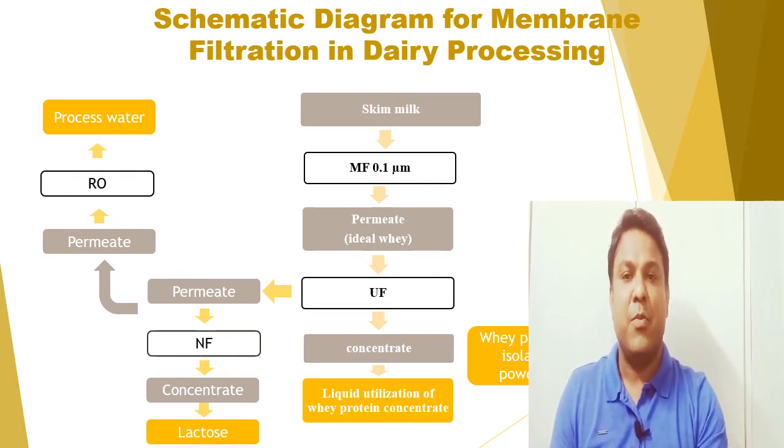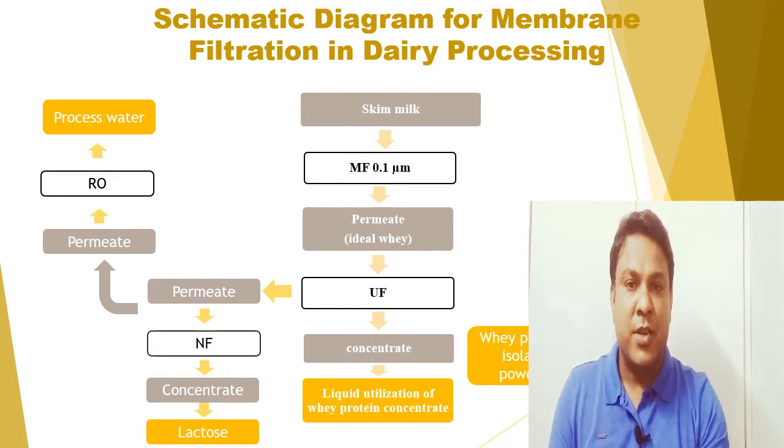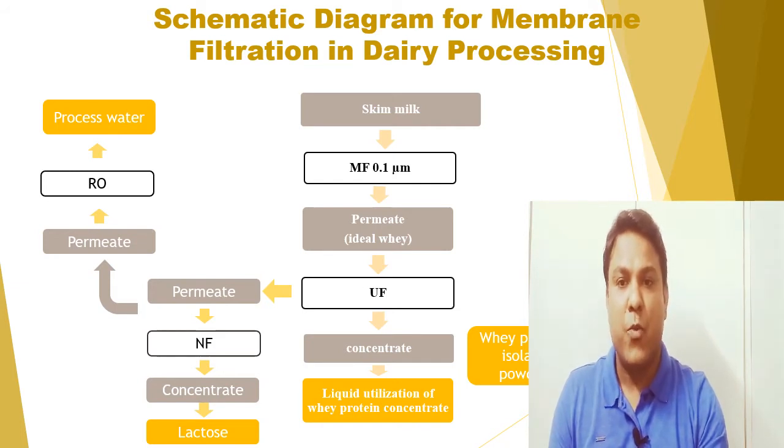So if we look at this schematic diagram for membrane filtration in the dairy industry, skim milk is passed through microfiltration, which gives the permeate as an ideal whey containing both whey protein concentrate and whey protein isolate. It is then passed through ultrafiltration, which gives whey protein isolate powder and whey protein concentrate as the concentrate.